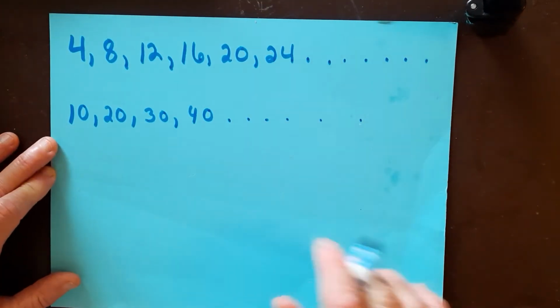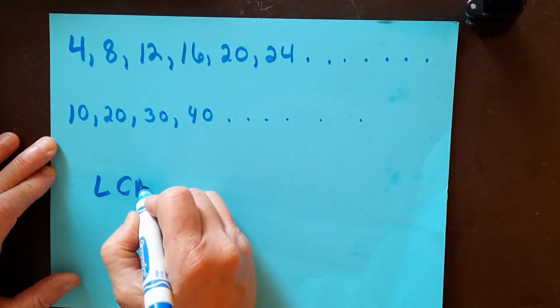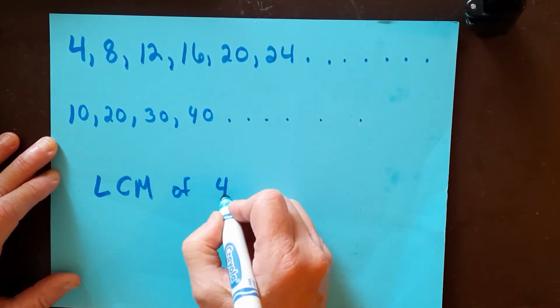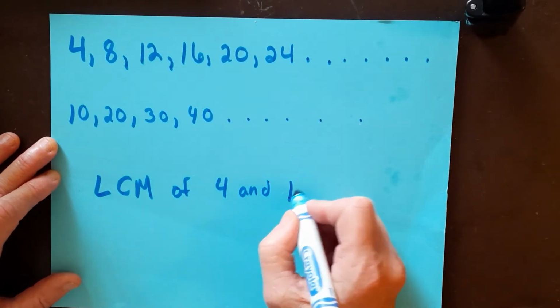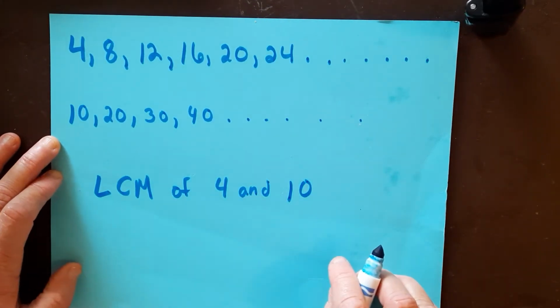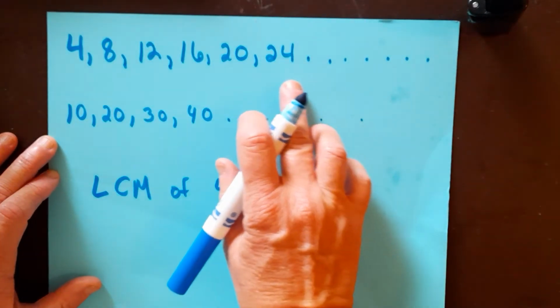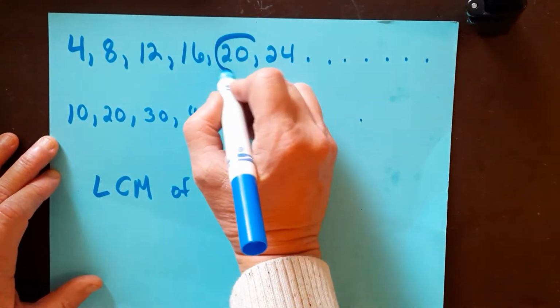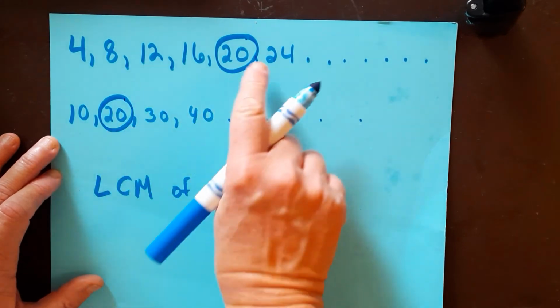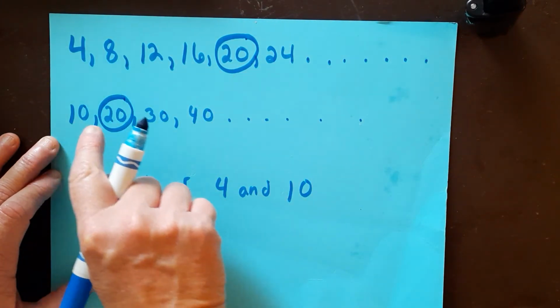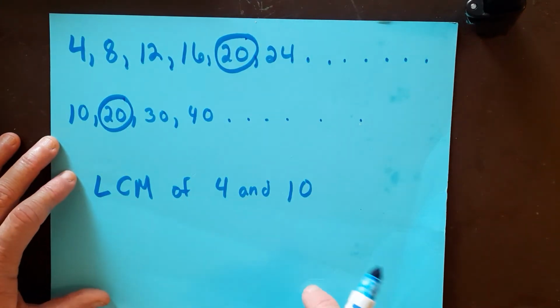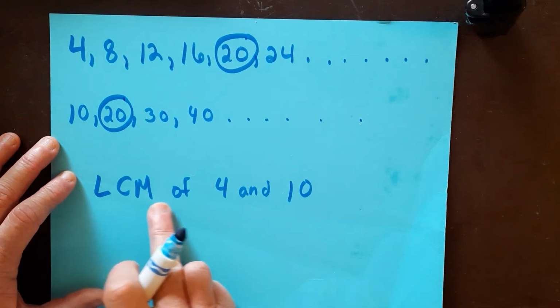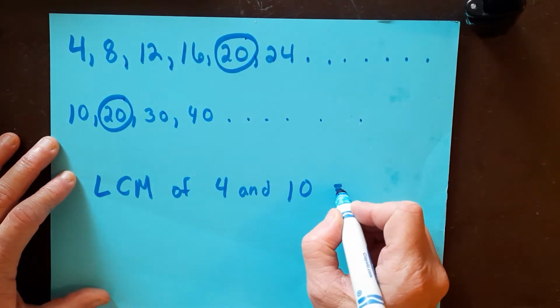Now, if we want to find the least common multiple of 4 and 10, we have to look at the lists and see what is common to both of them. So if we look at the list, we can see there's 20 here and there's a 20 here. That is the smallest number that both 4 and 10 can be divided into evenly. So the least common multiple of 4 and 10 equals 20.